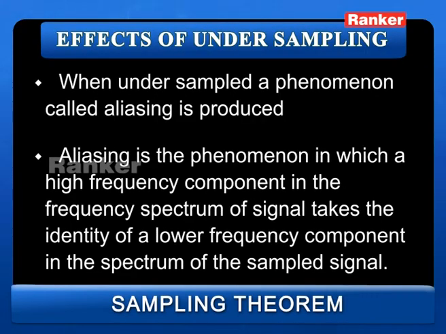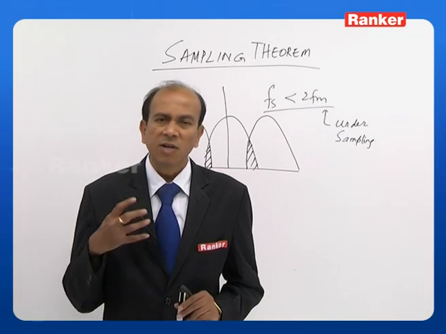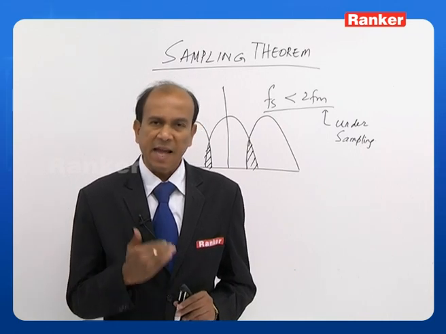Aliasing is a phenomenon in which a high frequency component in the frequency spectrum of the signal takes the identity of a low frequency component in the spectrum of the sampled signal. That means this is the phenomenon where a high frequency component in the frequency spectrum of a signal takes the identity of a low frequency component in the spectrum of the sampled signal. So, this results in distortion. This is called aliasing.